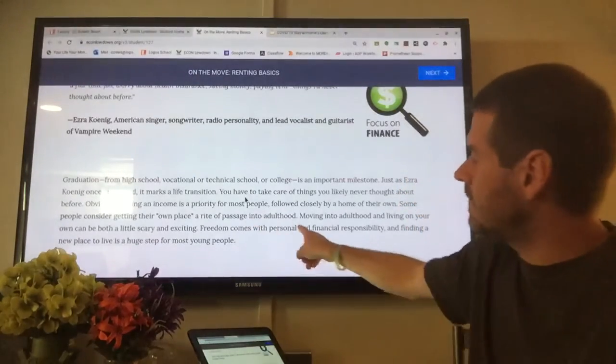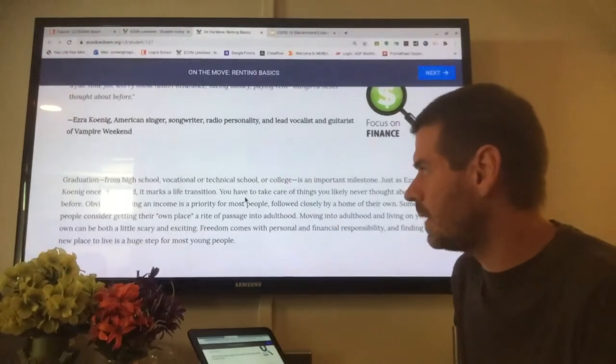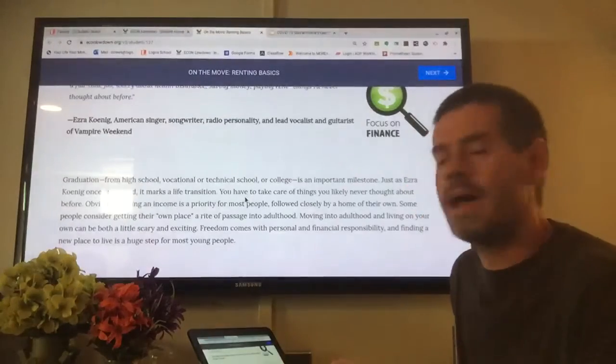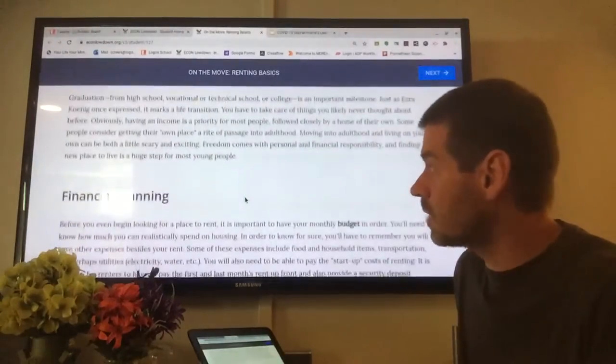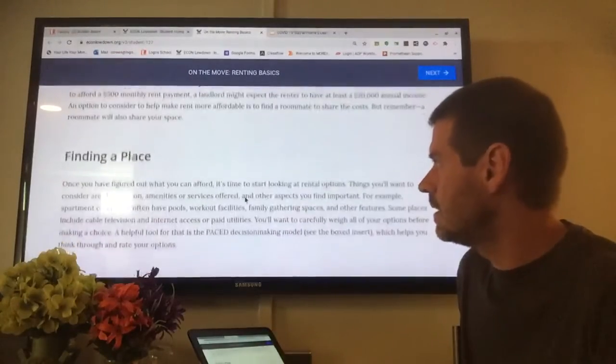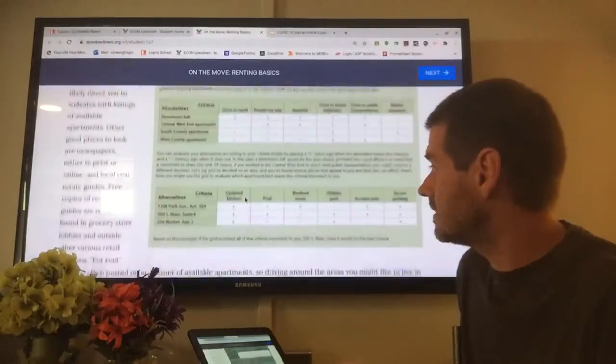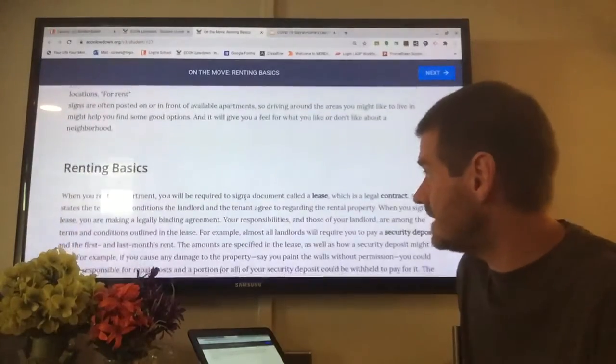And what does it say here? Freedom comes with personal and financial responsibility. And finding a new place to live is a huge step for most young people. So this is, again, a very good, helpful article. It's going to kind of lay out everything, all the basics for finding a place. Let's see. Renting basics.